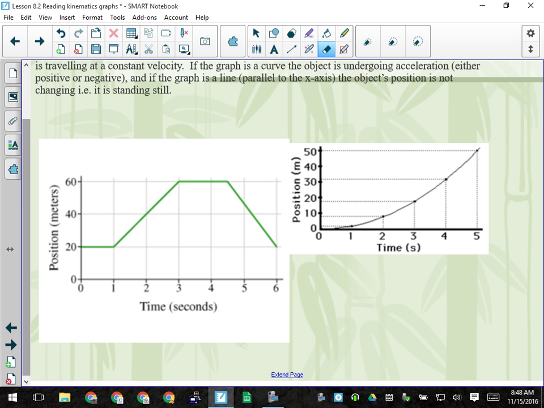What about the next section of the graph? What's going on in this part? How is it moving? It's moving further away from us, or it's moving in a positive direction. How do I know that? Well, its position is becoming more and more positive. It's moving farther away. How is it doing that? Is it doing it at a constant speed? Is it accelerating?